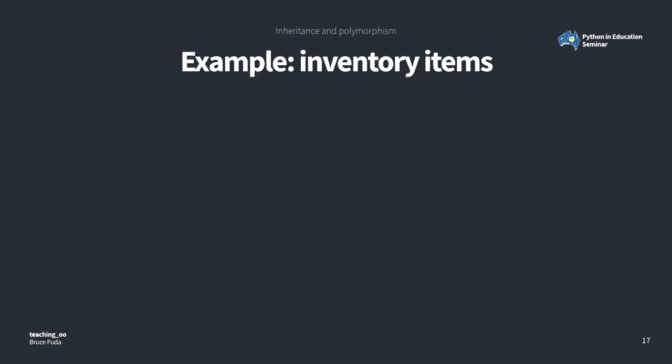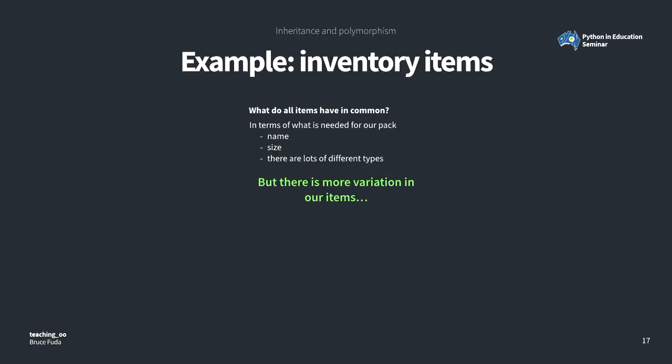So that's a really simple example of an object, but objects alone, right, they need some way of interacting with other things. So let's look at some items that we might put inside our pack. What do they have in common? Well, at a minimum, they've got a name and a size. And there are lots of different types of items. So it's a good example for exploring inheritance and polymorphism.